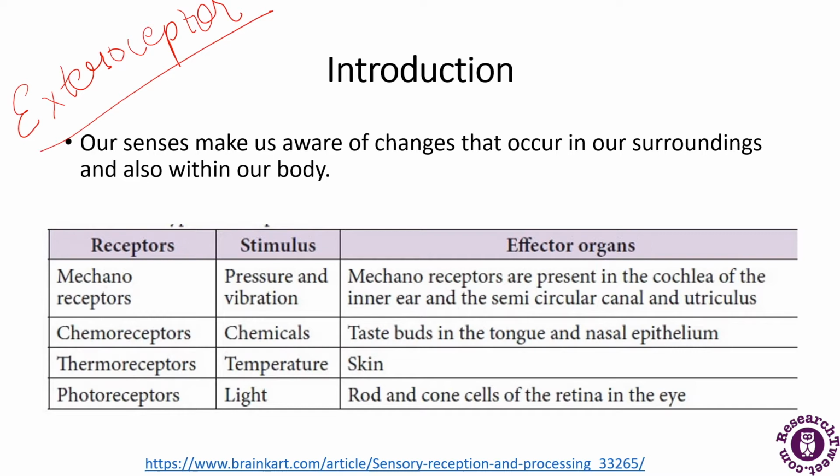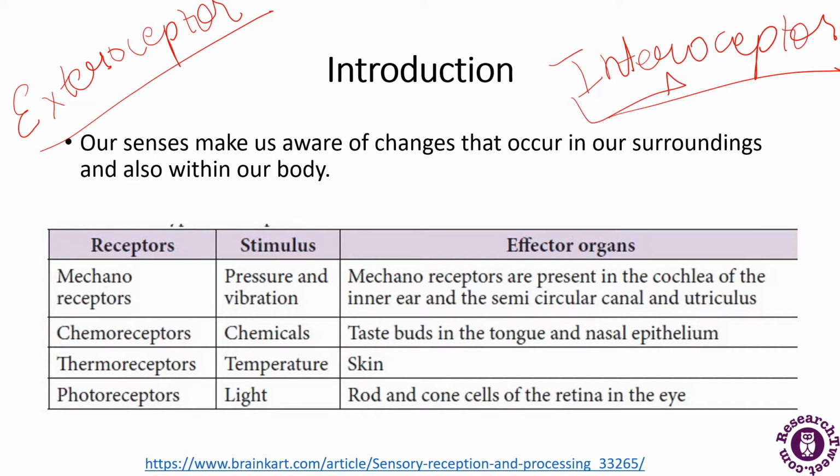The next type of receptor is interoceptors. Now, what are these receptors? They are located in the organs and the blood vessels, and they are sensitive to internal stimuli. So that means internal stimuli.